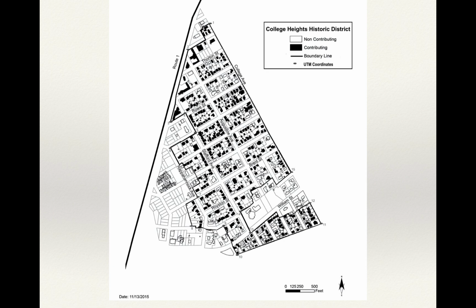So this is a map from a few years ago, and you'll notice it's got the north arrow, it's got the scale bar. The contributing buildings are filled in black. That is the standard. That is how you should do it. Contributing are filled in. Non-contributing are not filled in. The boundary line, notice how that is also in the legend, and the UTM coordinates in this case.